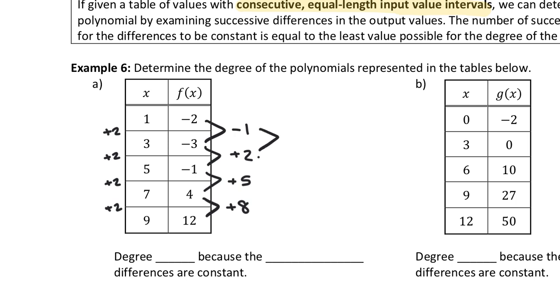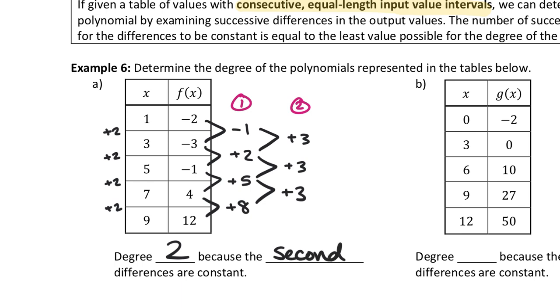Let's check the changes in these average rates of change. How do you go from negative 1 to 2? How do you go from 2 to 5? How do you go from 5 to 8? So this is the first degree polynomial. This is the second degree polynomial. So this degree is probably 2 because the second differences are constant. That would have been a constant change in the rate of change, is how we would have said it a class before. Both are acceptable ways to talk about a function being quadratic or degree 2.